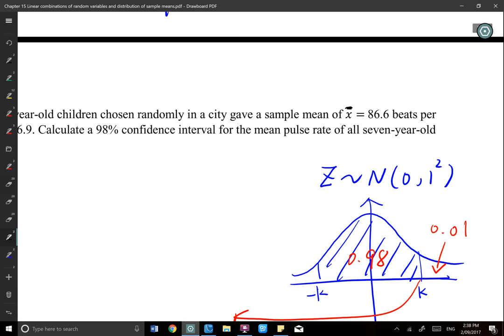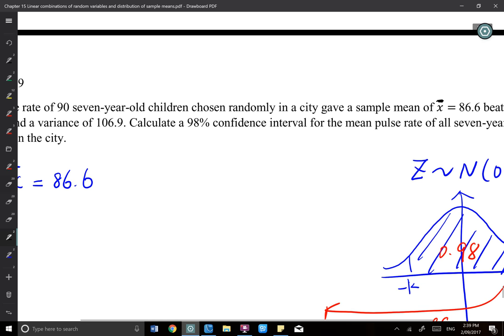I don't say the true mu will 100% lie within those two values I find. That's why we use a confidence interval, 98% confidence. I'm 98% confident that, using this X bar, the sample mean, I find a range of values, and in between those two values I will have my true mu. It can never become 100% confident, because if it's 100% confident, I'd just say negative infinity to positive infinity.